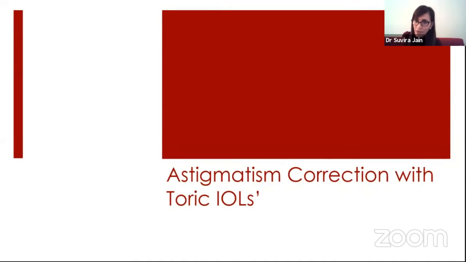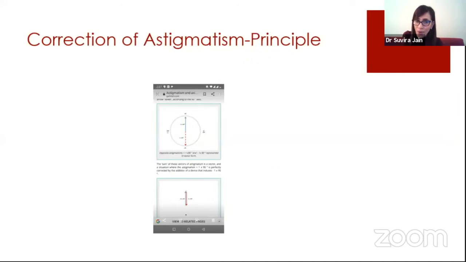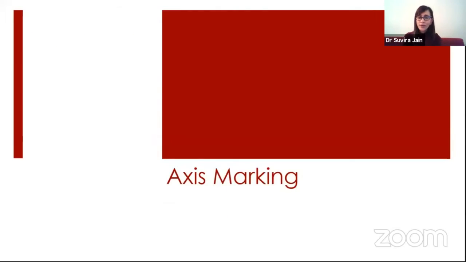Now coming to the actual correction of astigmatism using toric IOLs. Now, when you use an instrument or a device to correct astigmatism, it works on the principle that when that device is viewed vectorially, it elicits a cylinder of the same power, but of the opposite axis. And that's how it works.